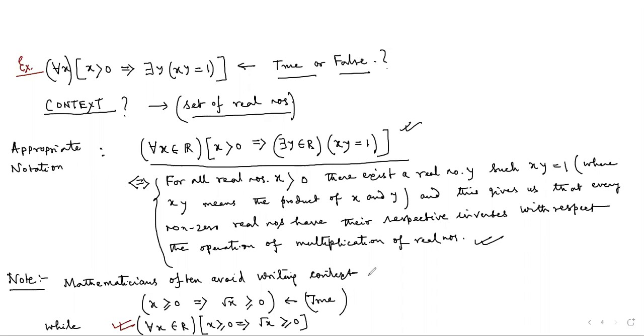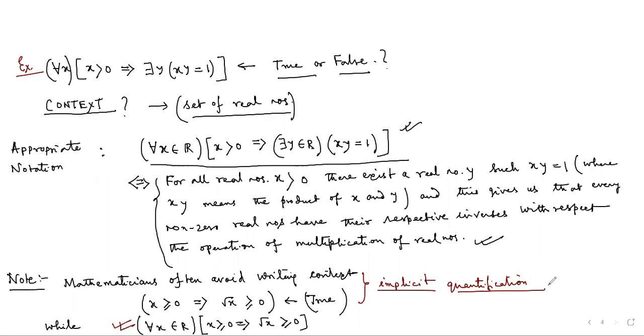Why is it so? Because in these cases, they are moving with the fact that this is a kind of implicit quantification where the context is actually clear to us. This is a kind of implicit quantification where the context is actually clear to us.